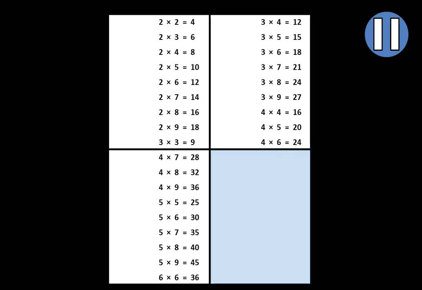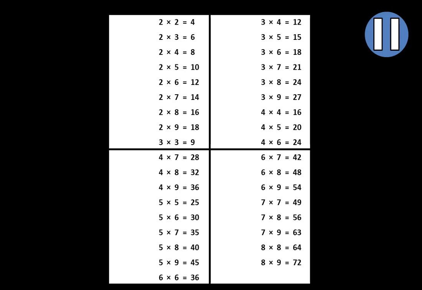In this area, write 6 times 7 is equal to 42. 6 times 8 is equal to 48. 6 times 9 is equal to 54. 7 times 7 is equal to 49. 7 times 8 is equal to 56. 7 times 9 is equal to 63. 8 times 8 is equal to 64. 8 times 9 is equal to 72. And 9 times 9 is equal to 81.